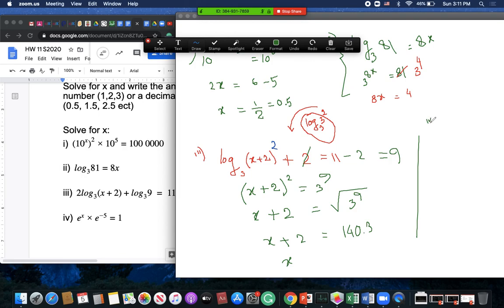The 4 number math is a bit interesting. Why this? See, this is e to the power x into e to the power minus 5, and this side is 1. So basically both are e, so we can write x minus 5 equals 1. 1 means actually e to the power 0, right? And why does 1 mean e to the power 0? You can say, sir, we never heard that. Actually, anything to the power 0 equals 1.